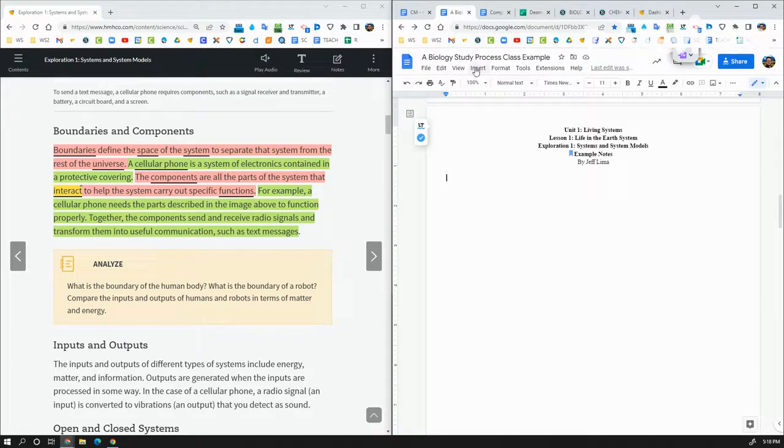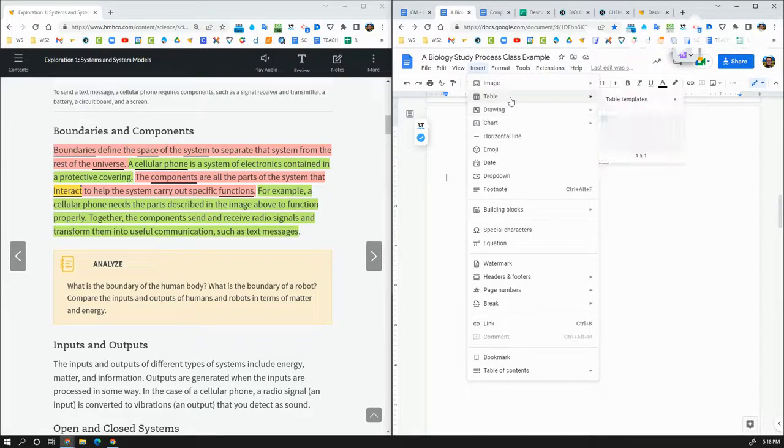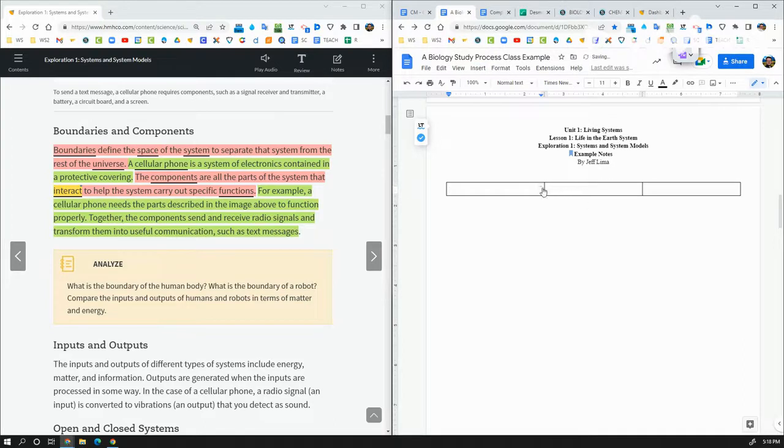Now, if you're doing Cornell notes, you want to insert a table that has three sections. And I like to make the left section a little smaller and the right section also a little smaller so that it gives you more room in the middle, where most of the stuff that I'm writing is actually going to be.